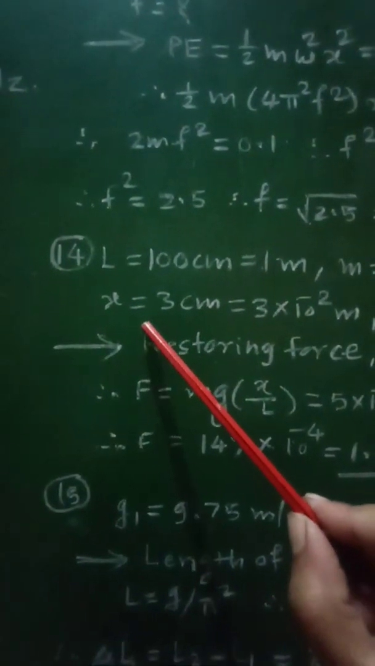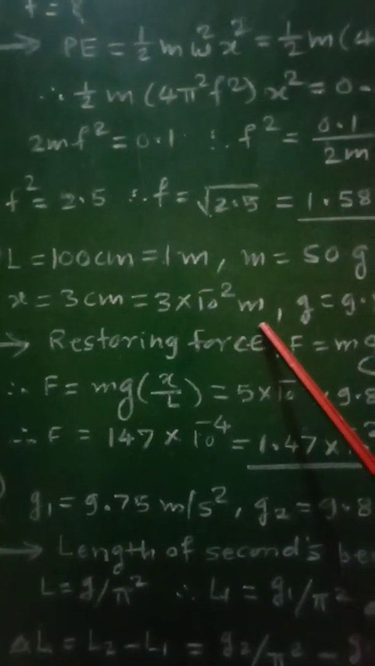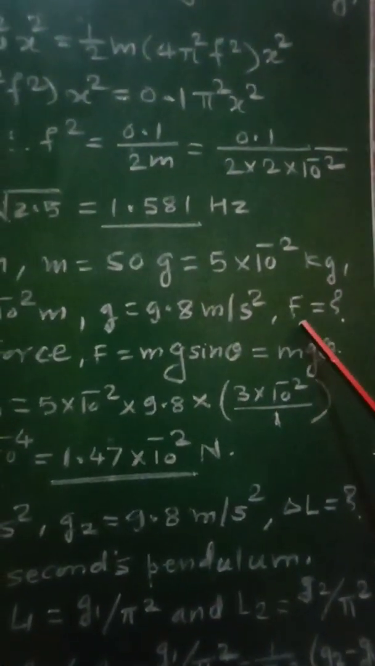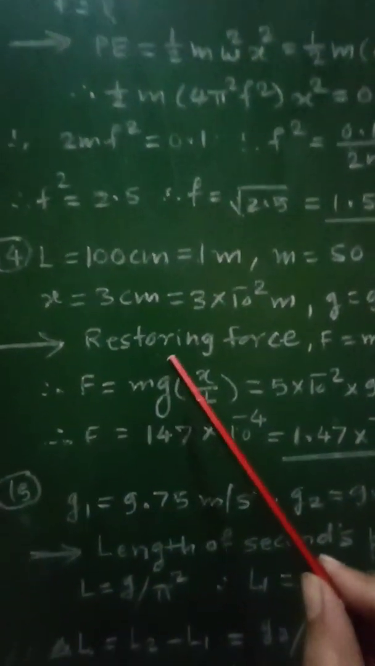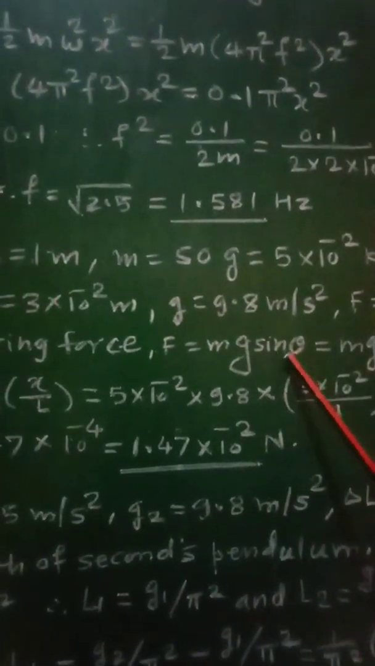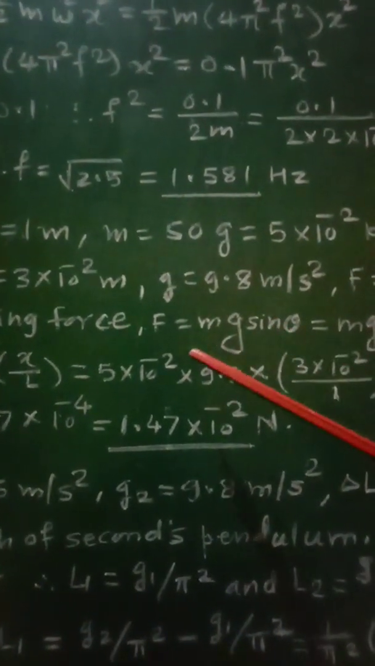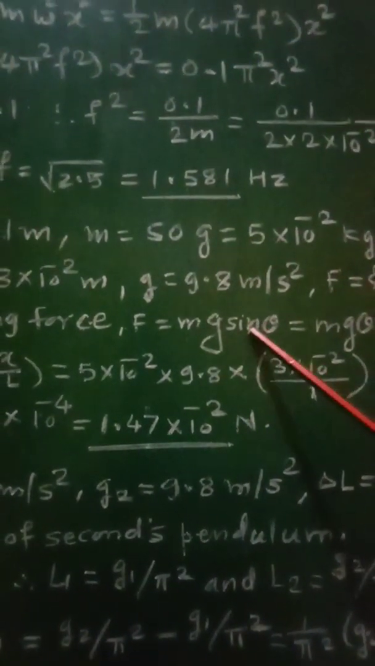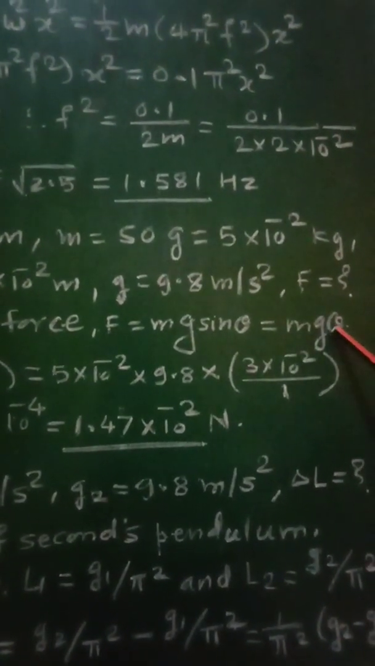Then displacement x is equal to 3 centimeter, that is equal to 3 into 10 raised to minus 2 meter. Then g is equal to 9.8 meter per second square, and we have to find out the restoring force F. The restoring force acting on that bob is given by the formula F is equal to mg sin theta. So in case of simple pendulum, the restoring force acting on the bob is given by the formula mg sin theta. But in this case, theta is very small, and therefore sin theta will be taken as theta, and therefore F will be equal to mg theta.